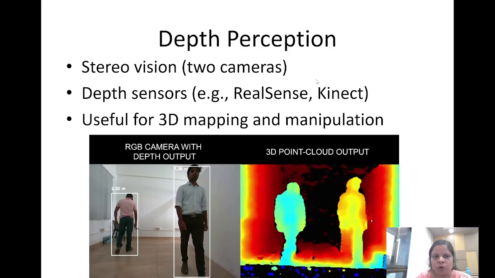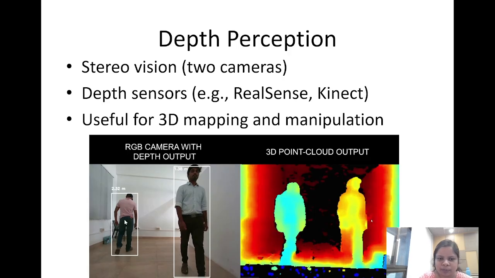There are a few depth sensors or depth cameras like RealSense or Kinect. What they do is provide per-pixel depth information. This allows robots to avoid obstacles, grasp 3D objects, or build maps of their surroundings. So it is a step beyond 2D image processing into 3D world understanding.